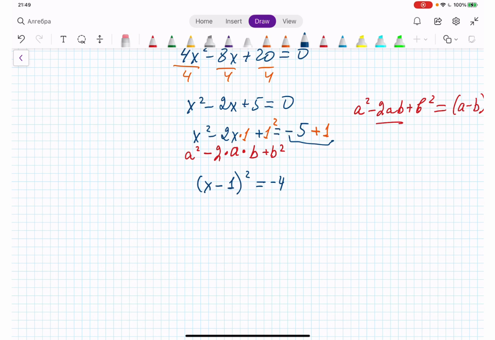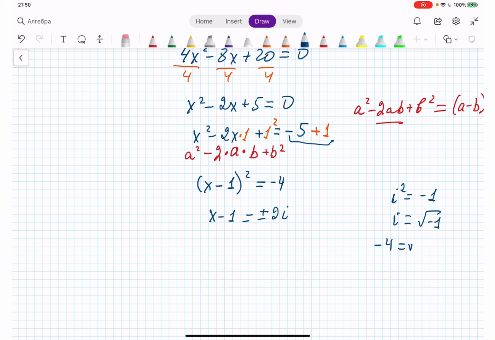Okay. If we take the square root, we get x minus 1 equals plus or minus 2i. How do we get the square root of negative 4 as 2i? So first of all, i is a complex number where i squared is equal to negative 1 and i is equal to the square root of negative 1. So our negative 4, I can write as the square root of negative 1.